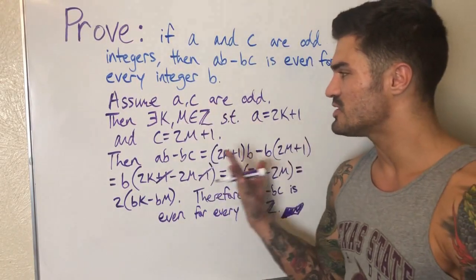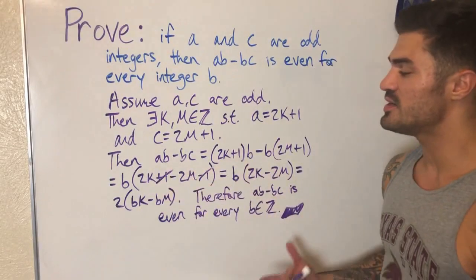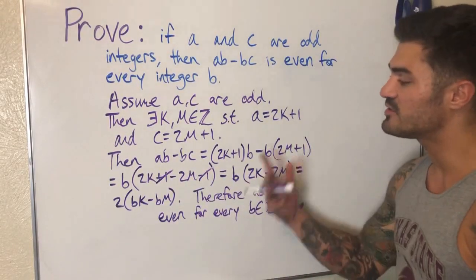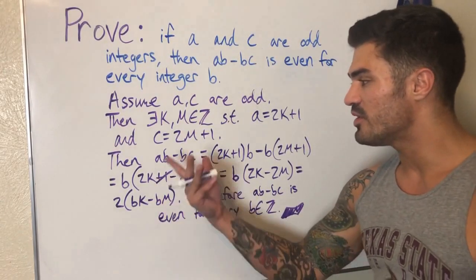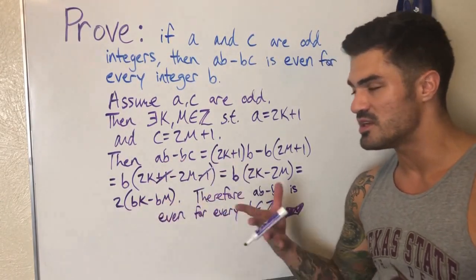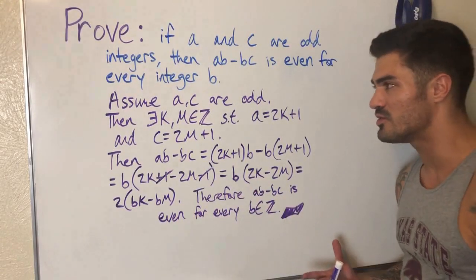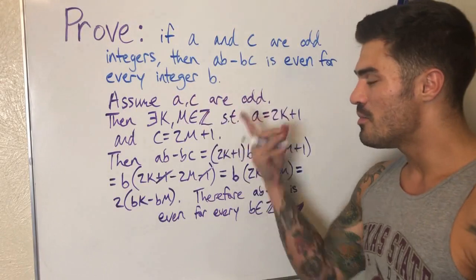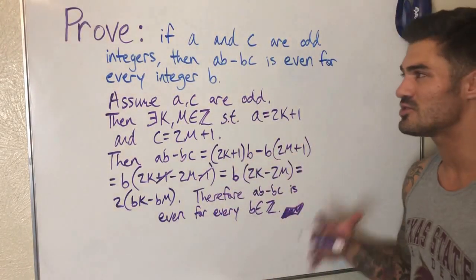We assumed the premise. We used the definition of odd integers. Then we did some pretty slick algebra. I mean, some factoring, some different stuff, canceling, distributing, and we ended up with AB minus BC equals 2 times an integer, which means AB minus BC is even, and that's what we concluded with. So, assuming P is true led us to Q is true, therefore the whole conditional statement is true.